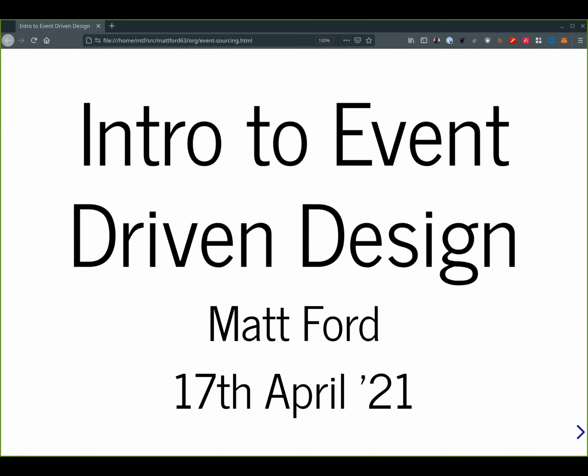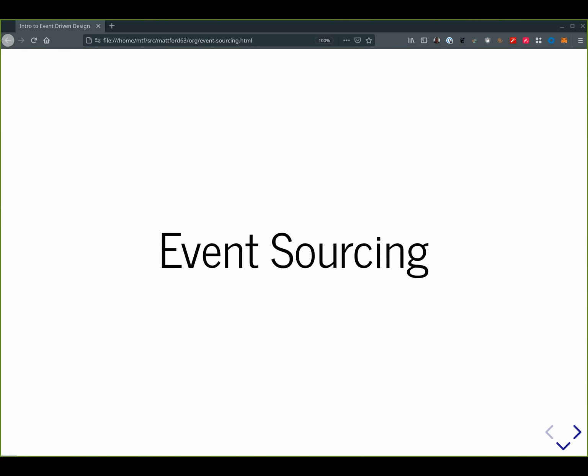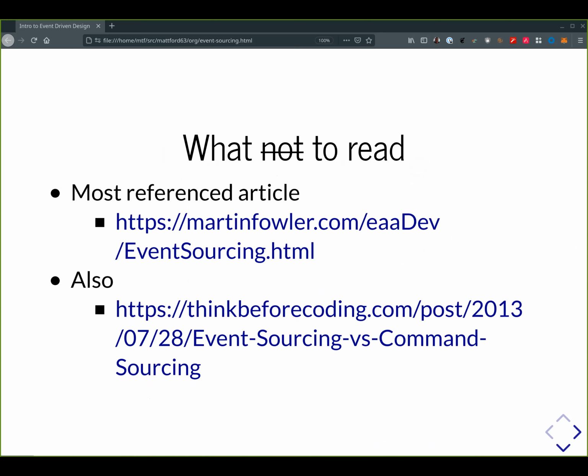So this talk is really going to be about event sourcing. Martin Fowler wrote about this back in 2005. And I think the whole area of event-driven design and architecture, and even perhaps event sourcing, is deeply entrenched with domain-driven design, lots of architecture terminology, lots of pattern type stuff. And if you're not familiar with that sort of thing, it can be quite a big barrier to entry.